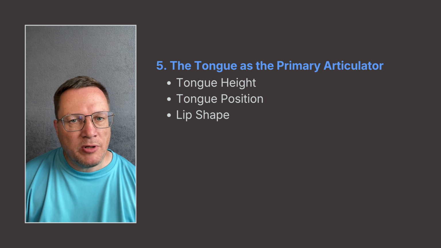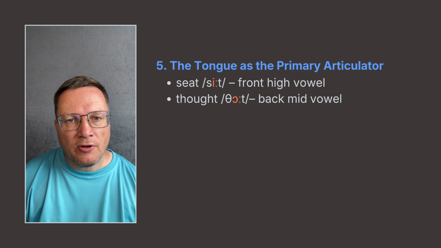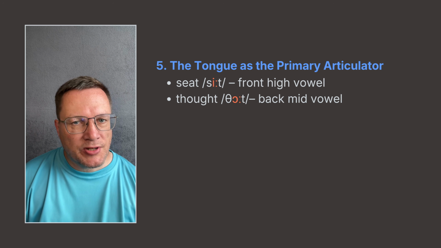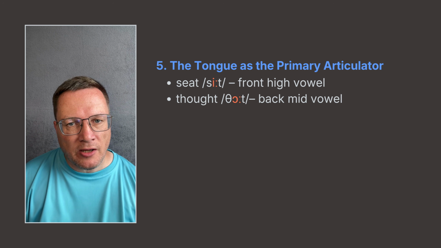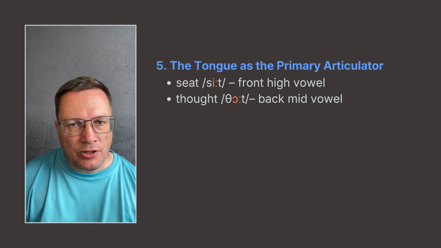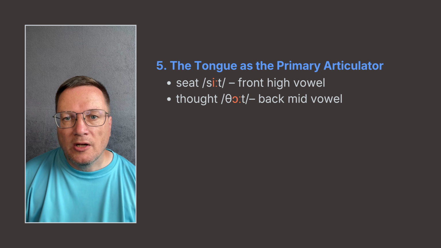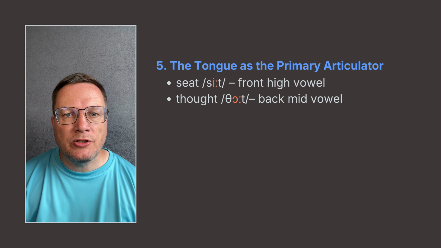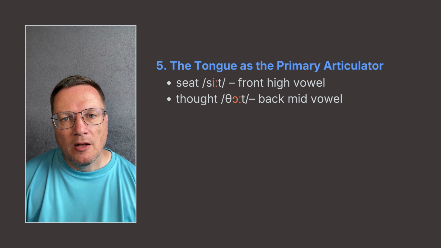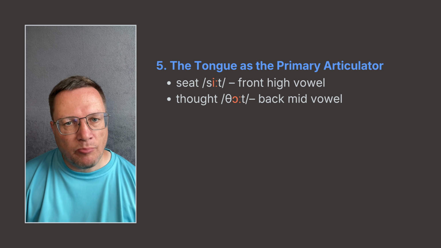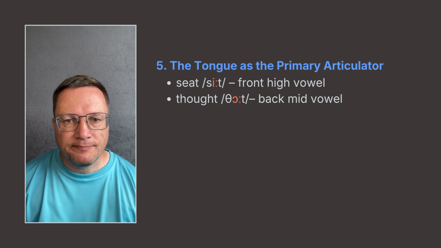Lip shape may be spread, neutral, or rounded. Compare the following examples. In seat, the front of the tongue is raised to a high position. In thought, the back of the tongue is raised to a mid position. The tongue also plays an important role in producing many consonants.